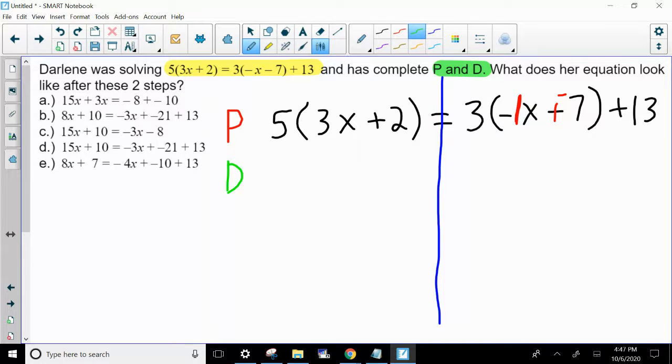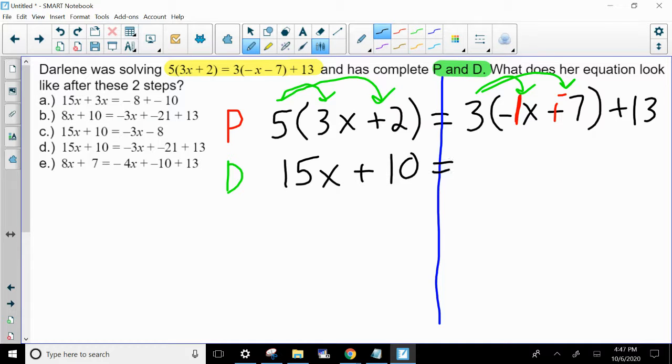All right, and remember when we distribute, we're going to take the number that is directly outside the parentheses and we're going to multiply it inside the parentheses all the way through. All right, so I'm going to actually be doing that on both sides as we solve this. All right, so we have 5 times 3x, which is going to give us 15x, and 5 times 2, which is going to give us a positive 10.